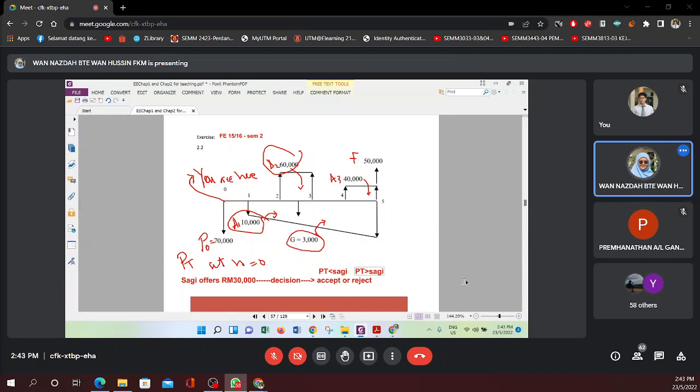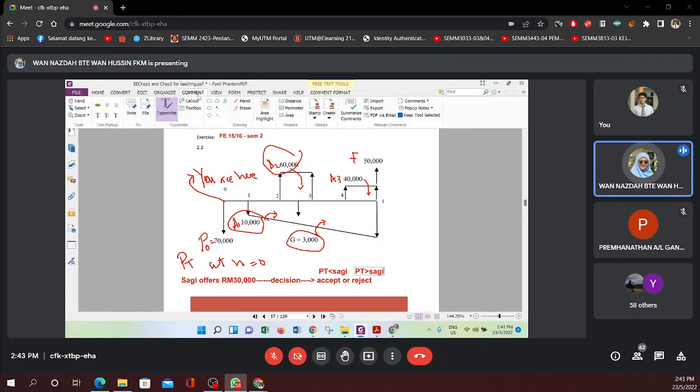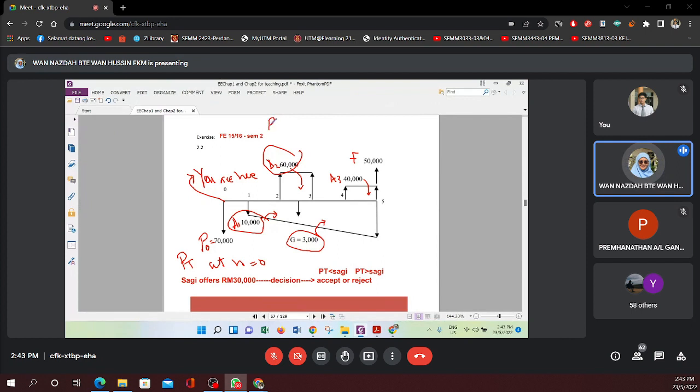Alright, so now, what we want to do is you have P note. So your P total is actually equal to P note plus P1, plus P2, plus P3, plus P4. So this A1 you need to convert to P1. This A2 you need to convert to P2. This A3 you need to convert to P3. This F you need to convert to P4.